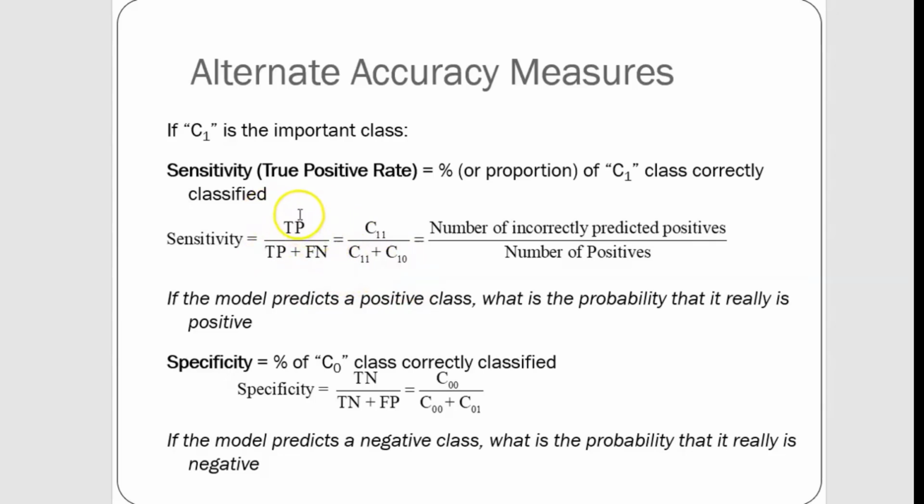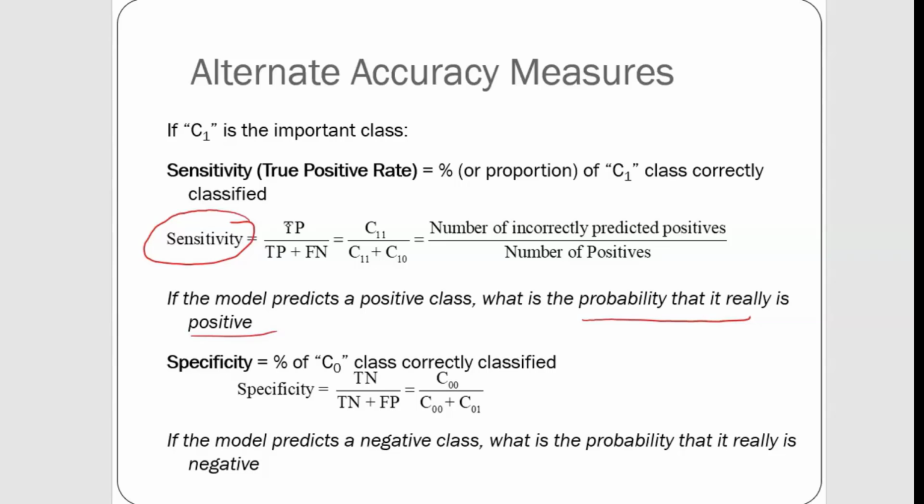So this ratio or this true positive rate tells us if we classified a record as positive, what is the probability that that record is really positive? And we call this important measure sensitivity. So sensitivity is essentially our accuracy of identifying a model as true positive, or it's called the true positive rate.